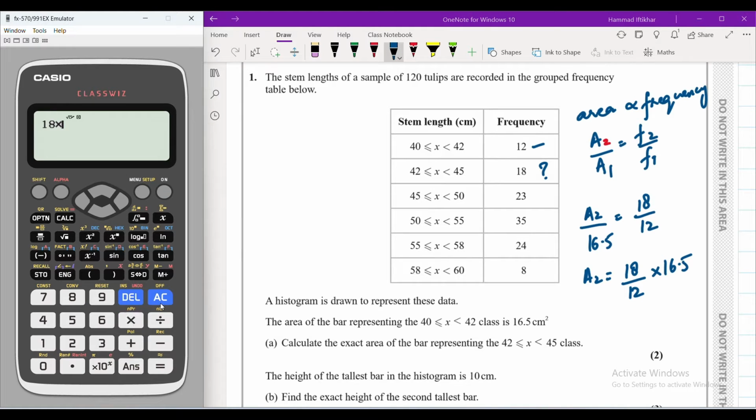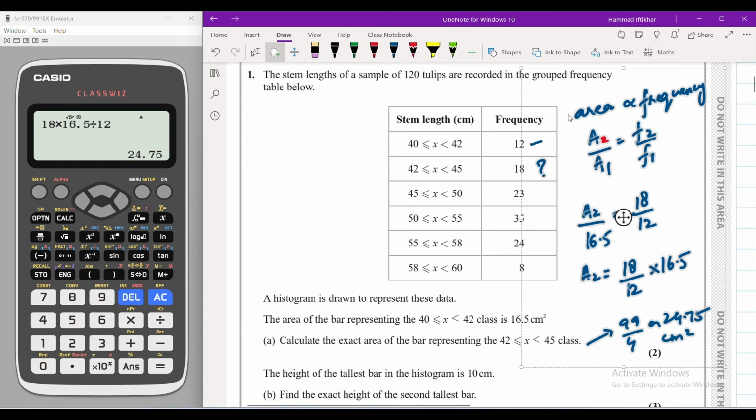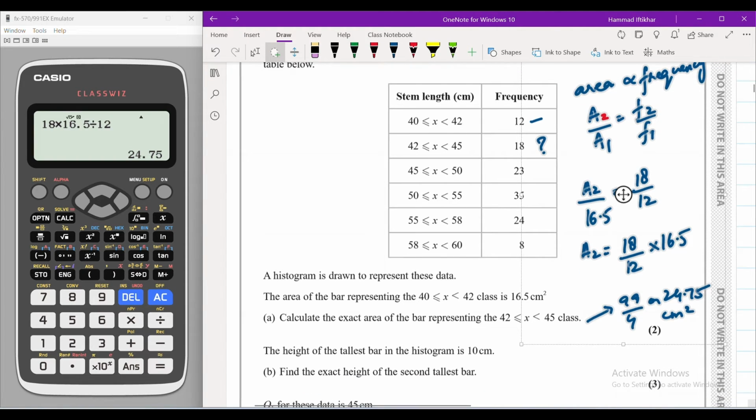So 18 times 16.5 divided by 12, that is 24.75. The exact area we can write as 24.75 or 99 over 4, which is 24.75 centimeters squared. Right, okay, so I'll just simply copy this. Let's keep it as it is.